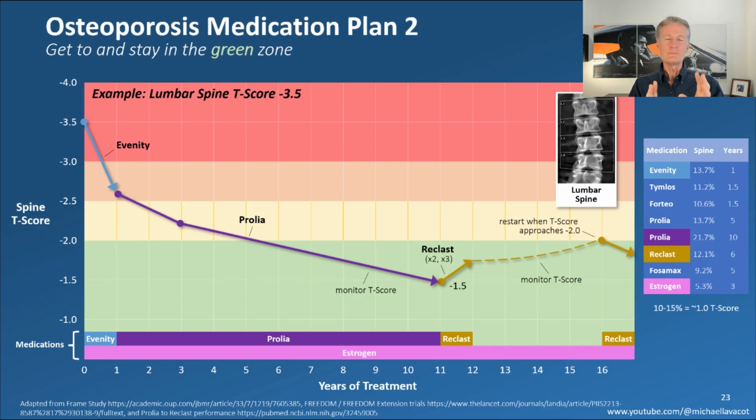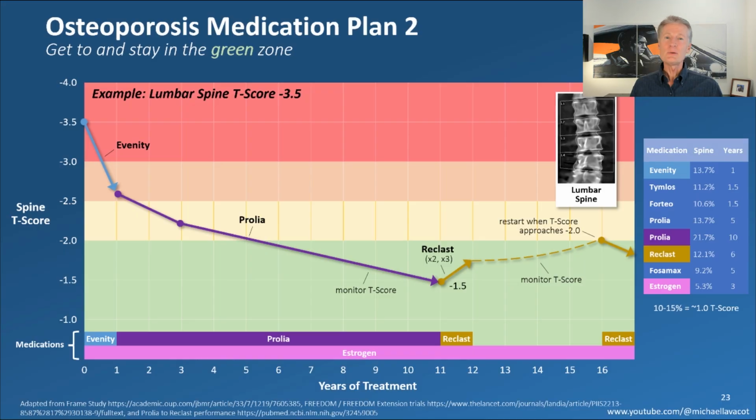So hear me now, believe me when you watch the video, this transition is very important. And you can see I have Reclast here, and okay, we're going to take Reclast after Prolia. Guess what happens? You still lose bone density. And that's why I've driven this all the way down to minus 1.5 before transitioning to Reclast, because you will lose bone density when you've been on Prolia this long.